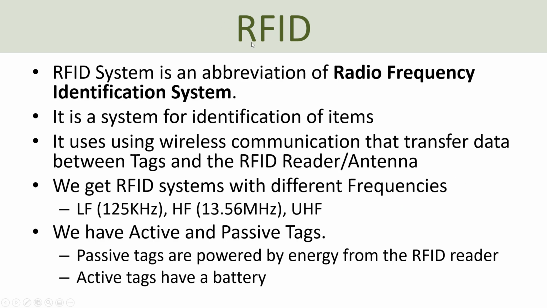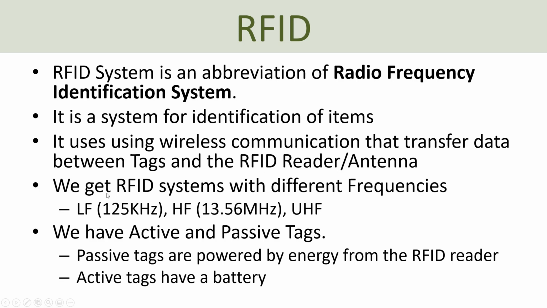RFID is an abbreviation for Radio Frequency Identification System. Basically it's a system for identifying different types of items. You can use it for access control, inventory control, etc. RFID uses wireless communication that transfers data between the so-called tags and the RFID reader and the RFID antenna.